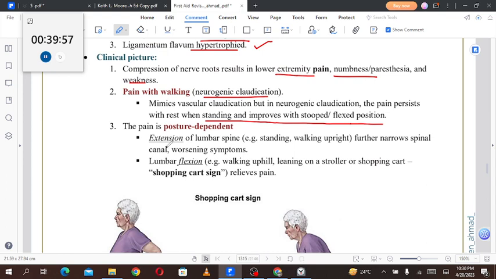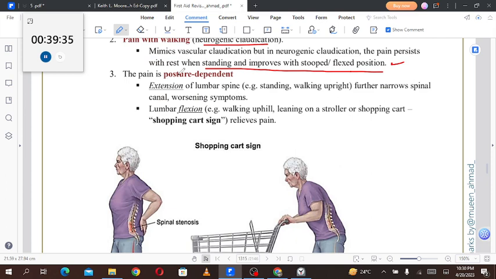So basically, in vascular claudication, the pain occurs when the person is doing some physical activity and is relieved as soon as the person starts resting. But in neurogenic claudication, the pain is not relieved by rest, and secondly, the pain is there when the person is standing straight and improves when the person is stooped or in a flexed position. The pain is posture dependent.